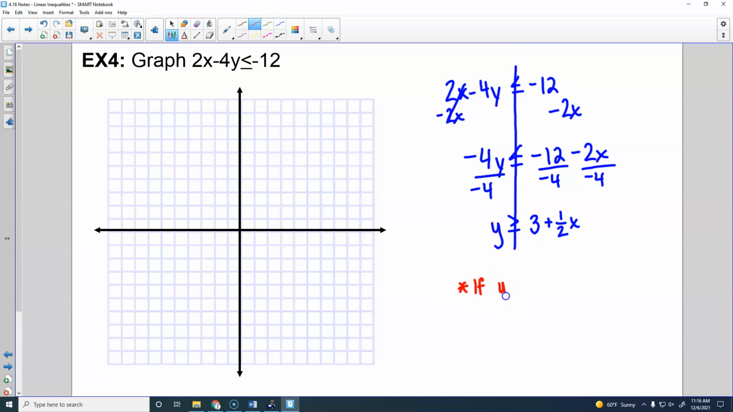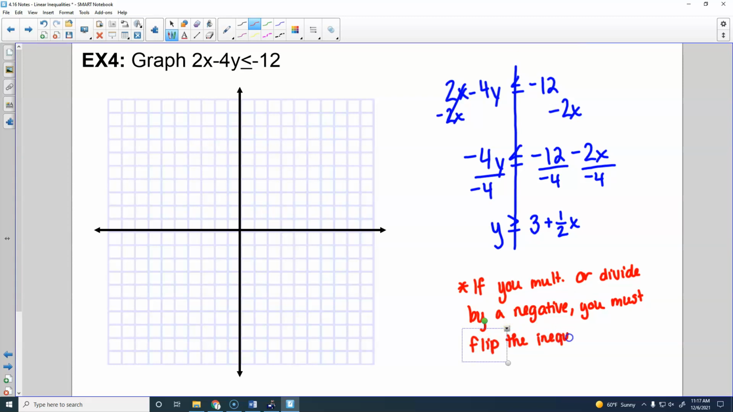If you multiply or divide by a negative, you must flip the inequality sign. So don't forget to do that.